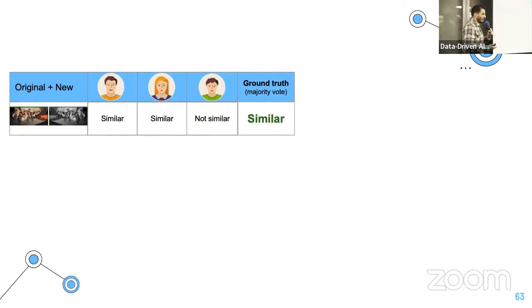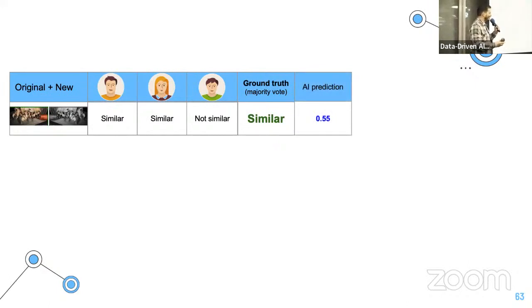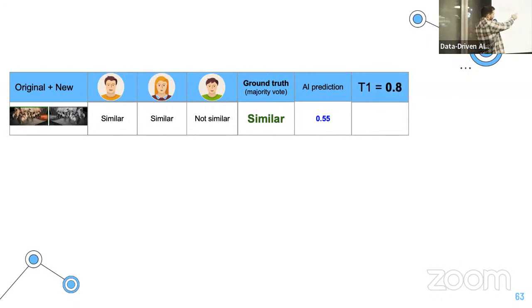But what does the AI model say? The AI model says it's 0.55. Okay, what do we do with this number? We have to pick a threshold, right? If this number is smaller than the threshold, the AI model will say similar, right? So the first threshold we chose, the random one, was 0.8. Because if we compare those two, 0.55 is smaller than 0.8, and the model will say similar, right? Because the actual distance is smaller than the threshold.